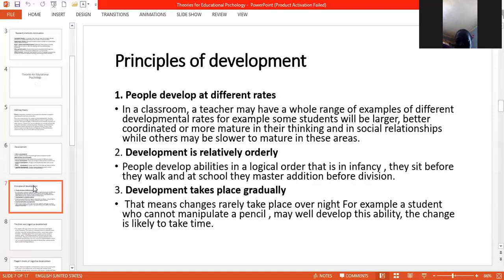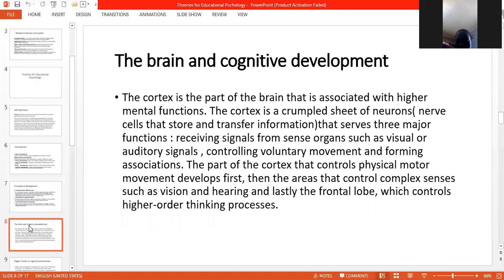This will help us as teachers to know that if you enter a classroom, the children, the students you are going to meet are different. The development principles are helping us to know that as teachers. So now we're moving on to the brain and cognitive development.